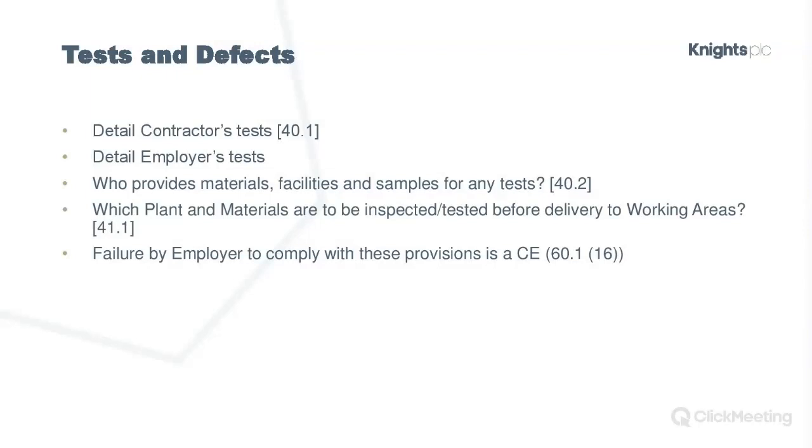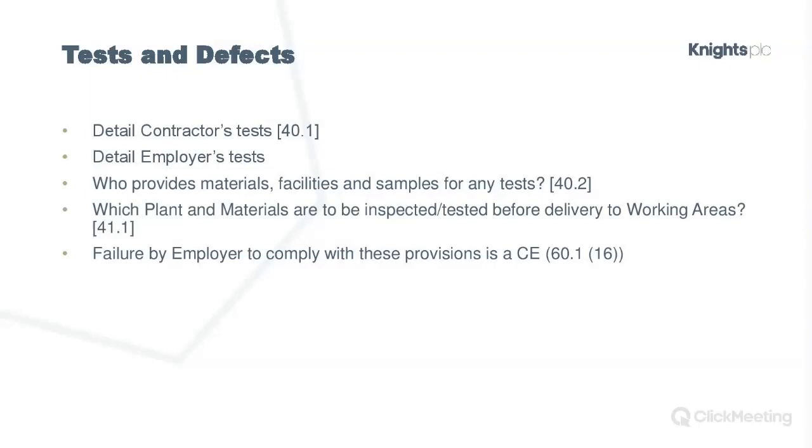Testing and defects. So testing, first of all, the works information needs to set out what tests need to be carried out, what results need to be achieved, and usually this will be critical for getting a completion certificate or a notification that you've completed the works and the defects period can start. So it should include the detail of the tests the contractor has to carry out.